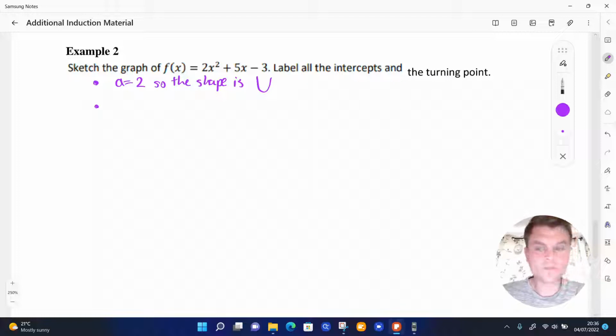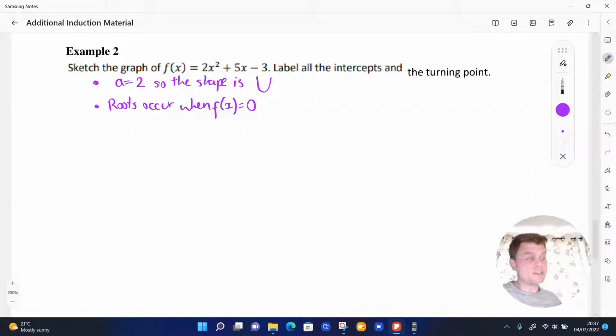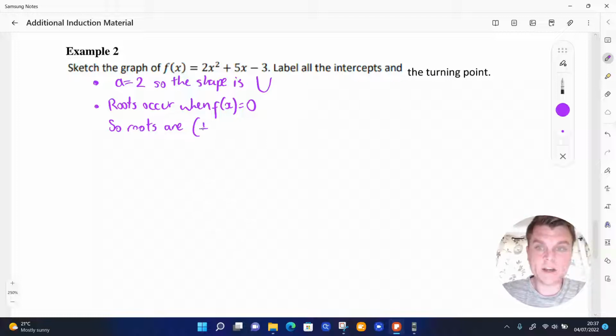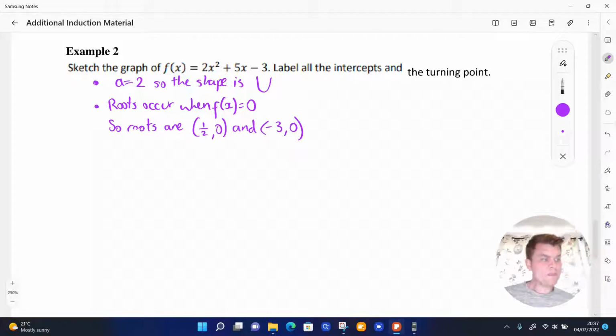Next one, roots occur when f of x equals 0. So we can use what we had from example 1 to write down the coordinates of those roots. They were at 1/2, 0, and minus 3, 0. Okay.